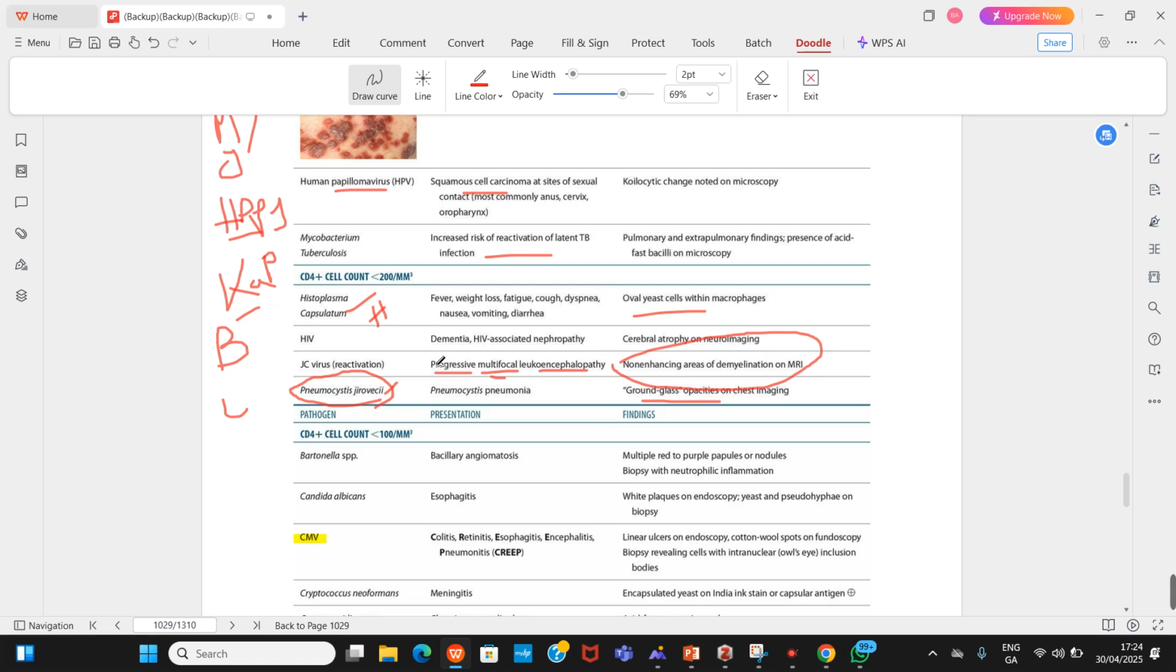Then the next one for the brain is dementia. They can have HIV dementia. When we do the imaging, we are going to see areas of cerebral atrophy. Think about HIV dementia. And they can also have HIV-associated nephropathy.